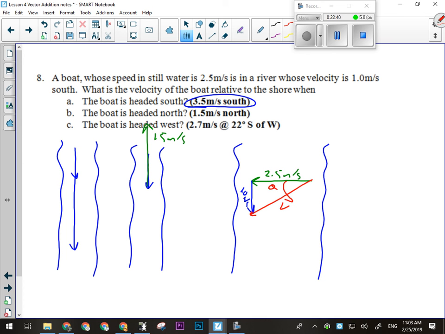And so all I do is Pythagorean theorem here. So I have 2.5 squared plus 1 squared, square rooted. That'll give me 2.7 meters per second for V. And then the angle is going to be the inverse tan of the opposite side, 1, divided by the adjacent side, 2.5, and that gives me 22 degrees south of west, for the direction the boat would head. Everybody all right with that one?